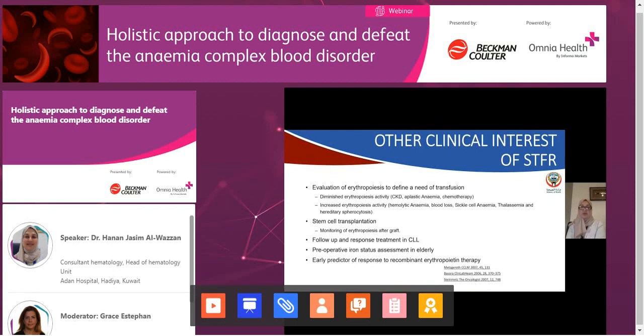The other clinical uses of the serum transferrin receptor is the evaluation of erythropoiesis to define the need for transfusion in cases of diminished erythropoietic activity, such as aplastic anemia or post-chemotherapy.